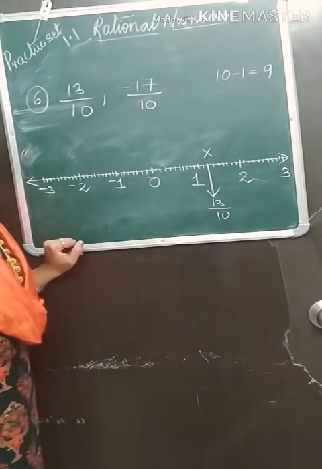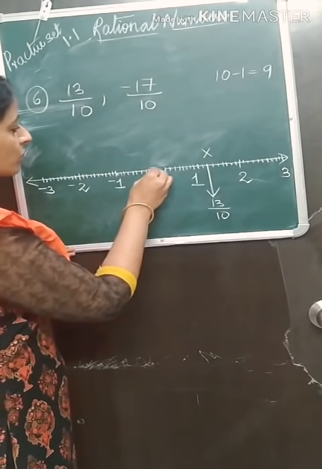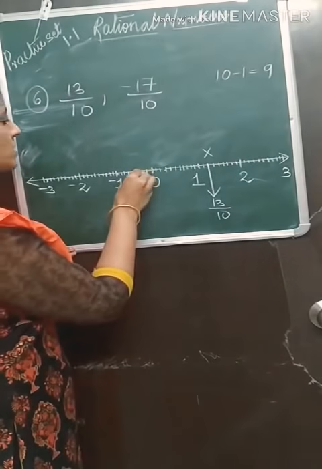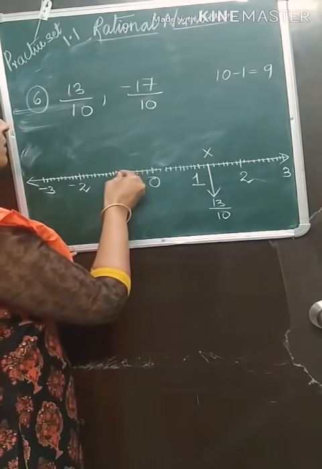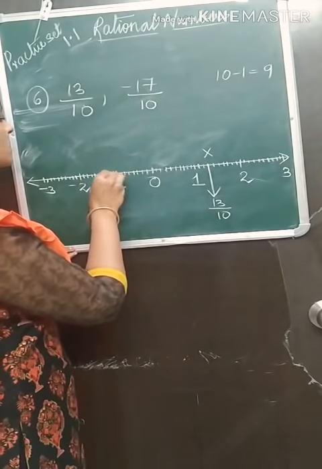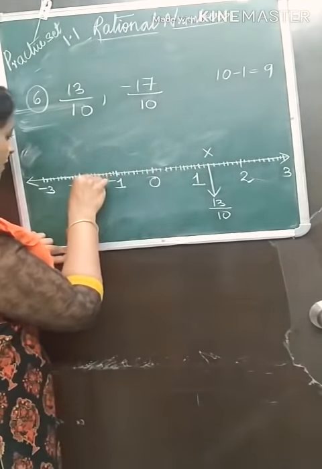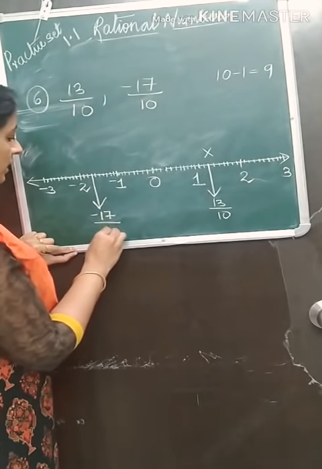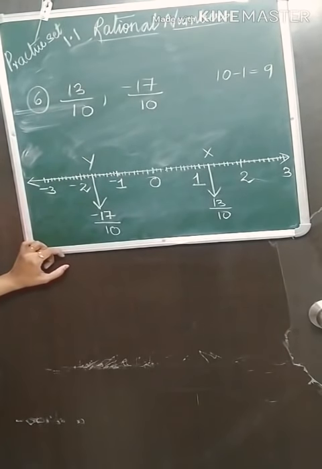Last one is minus 17 upon 10. So, on the left side, after 0 you will start with minus 1 upon 10, minus 2 upon 10, minus 3, minus 4, minus 5, minus 6, minus 7, minus 8, minus 9, minus 10, minus 11, minus 12, minus 13, minus 14, minus 15, minus 16, minus 17. So, minus 17 upon 10. This I will name as Y.